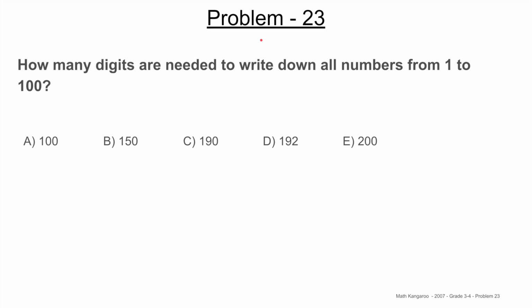Problem 23. To start, we read the problem, mark it and understand it clearly. So our problem says, how many digits are needed to write down all numbers from 1 to 100? We need to count all the digits used when writing numbers from 1 to 100. Let's break it down into groups to make it super easy.